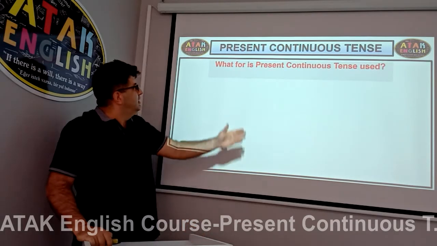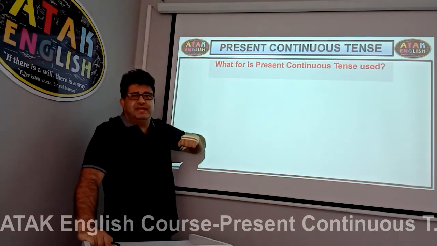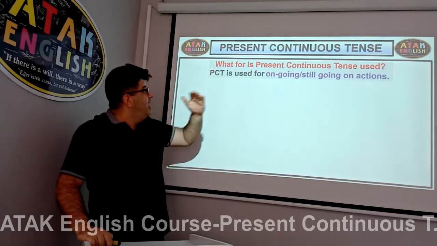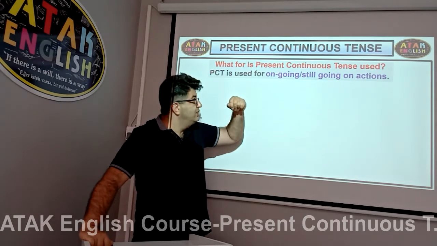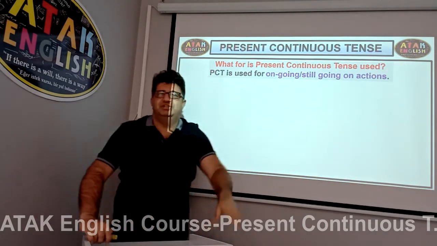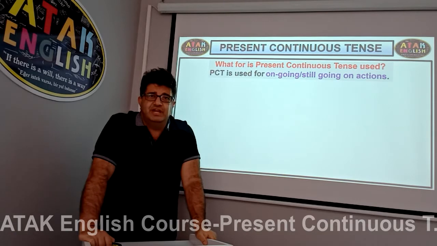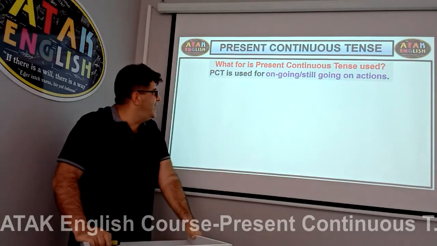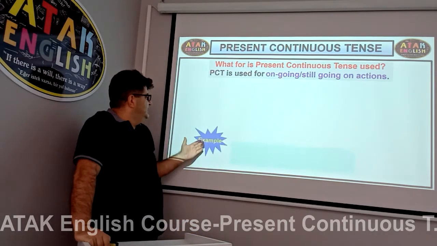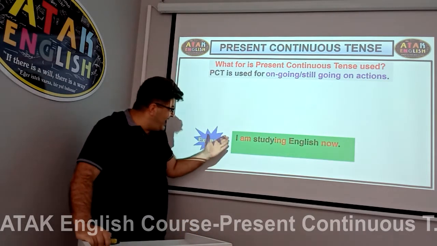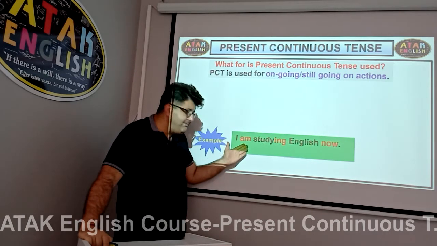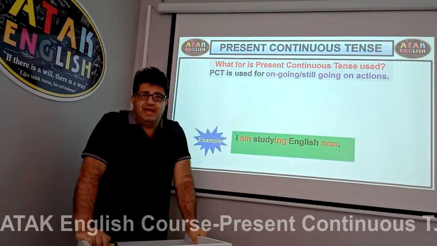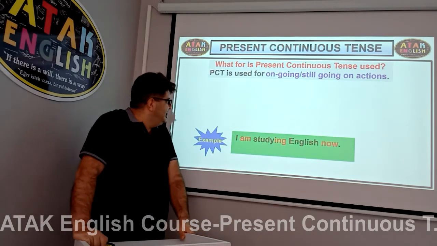What is present continuous tense used for? Present continuous tense is used for ongoing, still going on action. That's important, ladies and gentlemen. Ongoing and still going on action. Let's give an example. I am studying English now. Okay, I am studying English now.